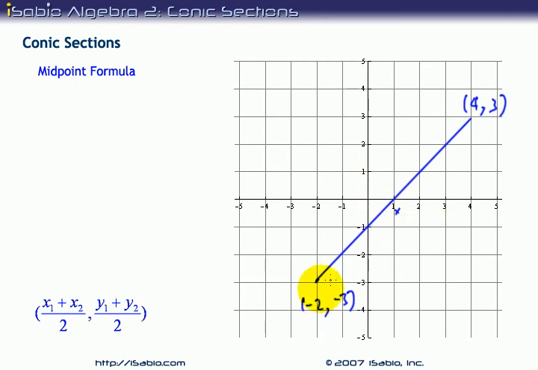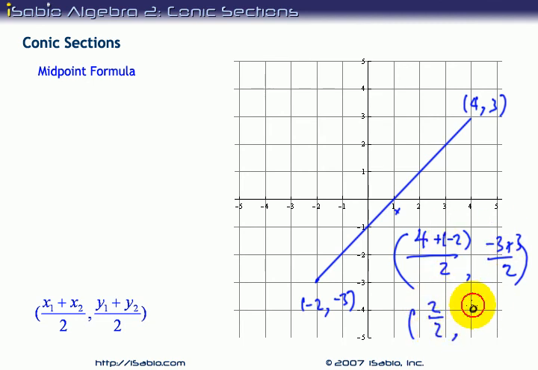Let's average the coordinates. What about x? I'm adding negative 2 with 4, and I'm going to make an average by dividing by 2. What about the y? I have negative 3 plus positive 3 there, divided by 2. So if you find the coordinates, what do you get? That would be 2 over 2, and this would be 0 over 2. So in other words, it would be exactly what it is, 1, 0. So the midpoint is just the average of the coordinates.